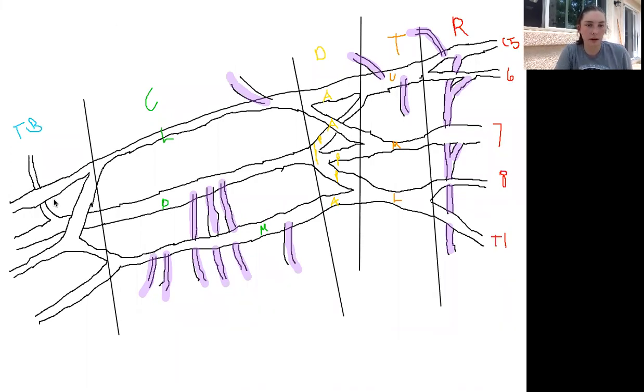Let me change colors here. First off the lateral cord, we have right here the musculocutaneous nerve. Musculocutaneous nerve supplies the anterior brachium as well as the lateral antebrachium. It also has another branch, but I'm going to get to that in a second. Now off of the posterior cord, we have the radial nerve. The radial nerve supplies the posterior antebrachium as well as the distal lateral antebrachium.